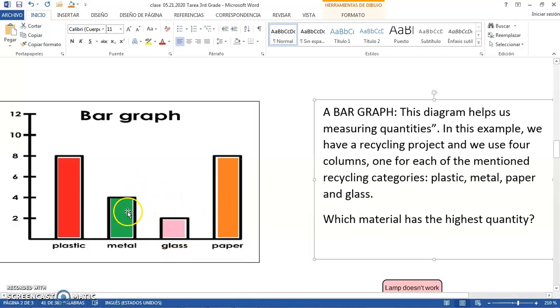So which material has the highest quantity? Well, plastic and paper, but you have only about 2 kilos of glass. Okay, this graphic helps us to measure things. Please copy this. I'm going to leave this for 10 seconds on screen, so pause the video and copy everything.